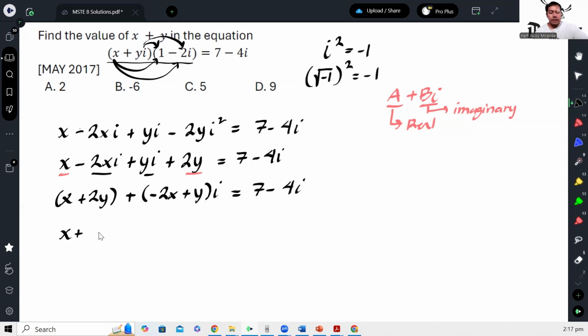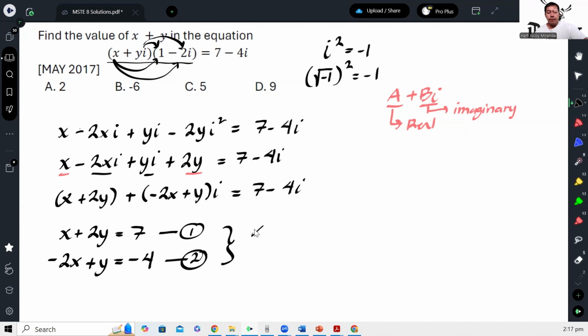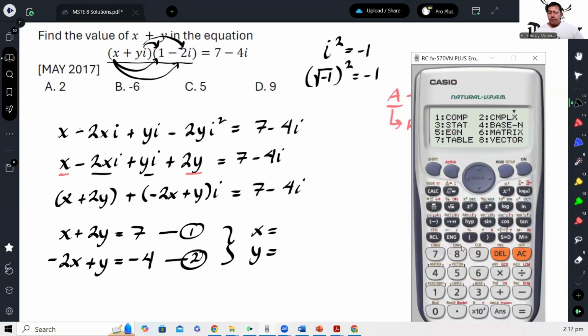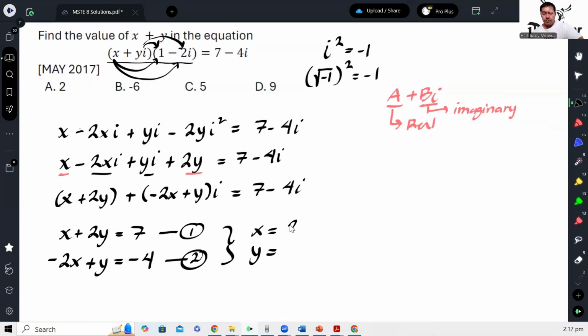So, we can write x plus 2y is equal to 7, and that will serve as our equation 1. Tapos, we can also write negative 2x plus y, that should be equal to negative 4. And that is our second equation. Therefore, solvable na yung x and y. So, we have two equations, two unknowns lang. So that gives us x equals 3 and y equals 2. So therefore, x plus y is equal to 5.